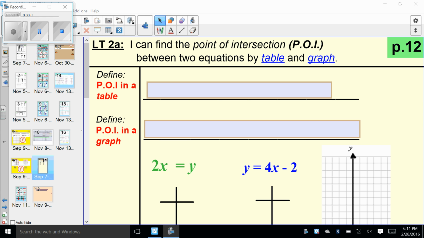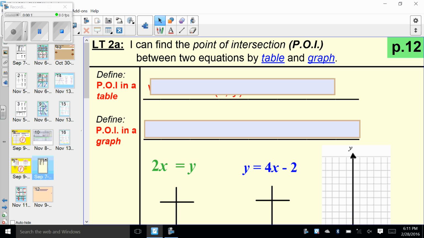Hey, 8th grade. So our learning target today is I can find the point of intersection, or the POI, between two equations using a table and a graph. So POI, point of intersection: when will the two lines be exactly the same? Very important piece of what we do in 8th grade. So we're going to talk about just how do we find it in a table and a graph.